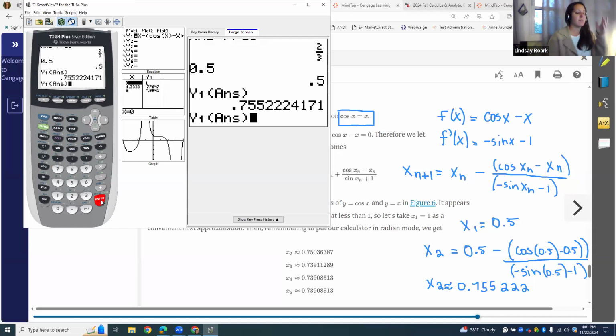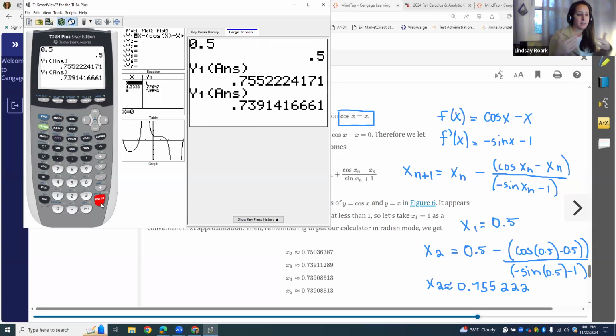We want to evaluate y1 at the second iteration. Then we just click enter, and it's that fast, that simple. What I would just jot down is that my third estimate is this lovely guy.